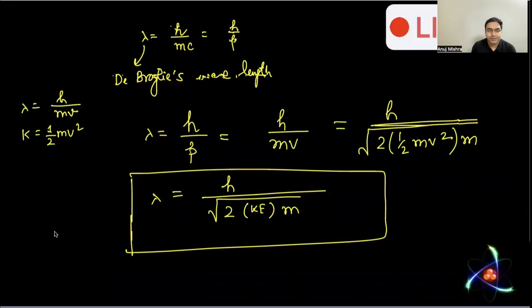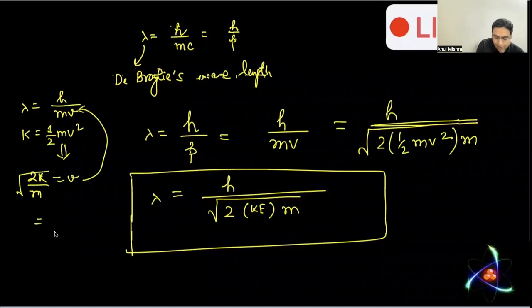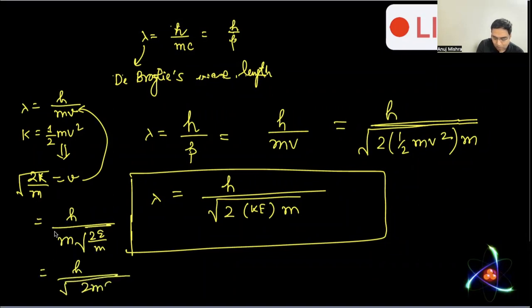Lambda is h upon mv. So if you just take this as 2k by m under root, that is v. Take this here. What did you get? Check. Is it clear, beta? You are taking v, putting it back there, and then solving the value for root 2mE. Can you complete this?